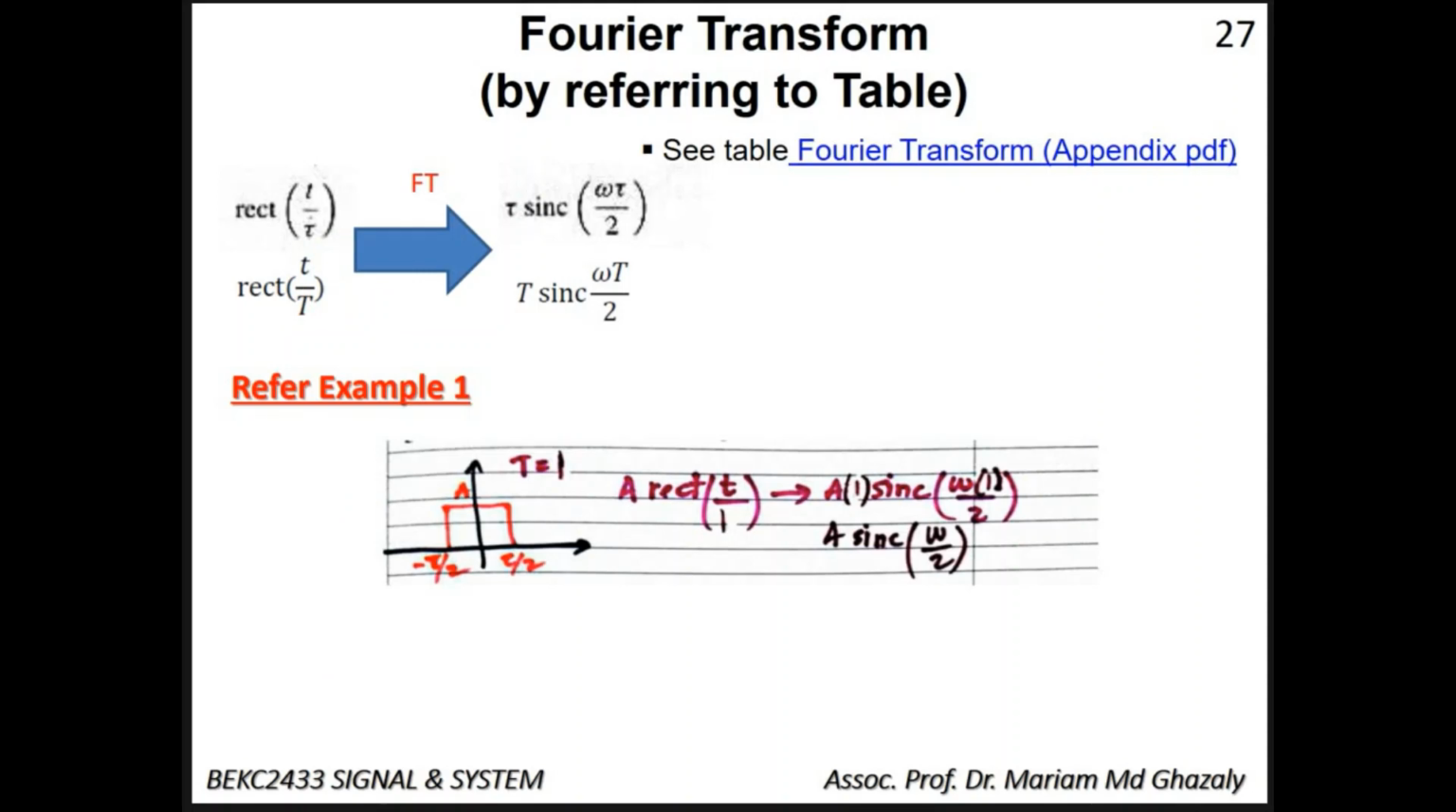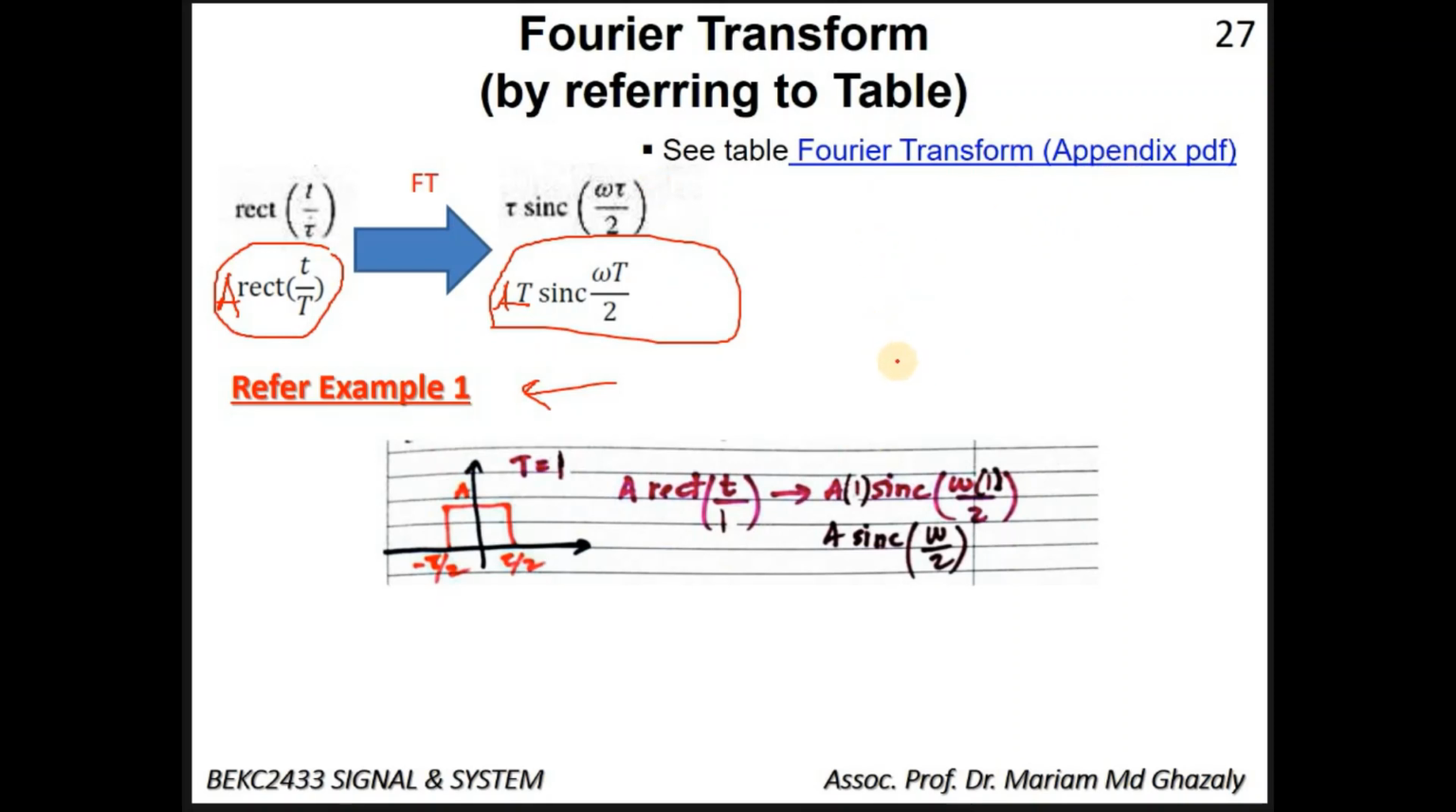So if we have the rectangular pulse with period tau, rect of t over tau, we can write out the value as tau sin(omega tau over 2). If the rectangular has amplitude A, then you have A tau sin(omega tau over 2). Okay, so we are just going to look directly at example 1, by referring directly to the Fourier transform table.